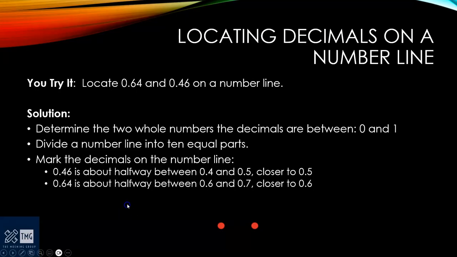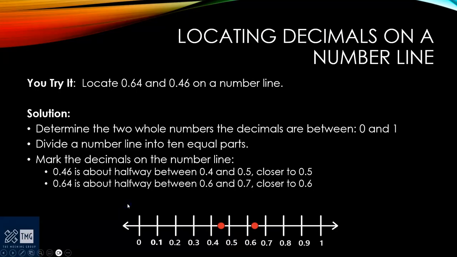So if you think about this, 0.46, if we look at our tenths, is about halfway between 0.4 and 0.5, might be just a touch closer to 0.5. 0.64 is halfway between 0.6 and 0.7, just a touch closer to 0.6. So you can see how they fall on the number line.